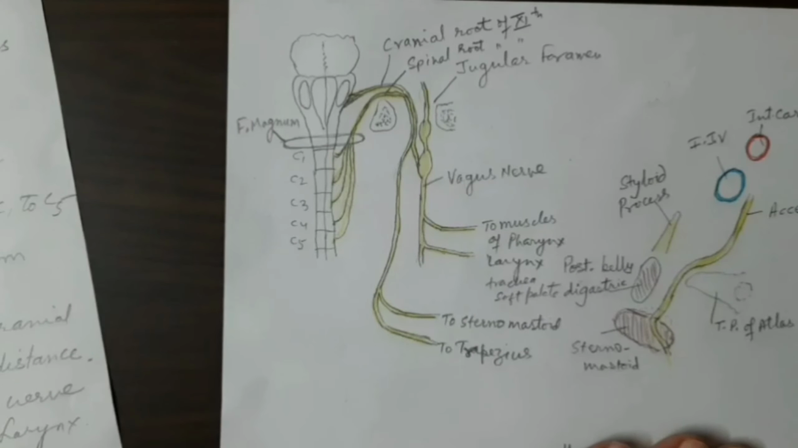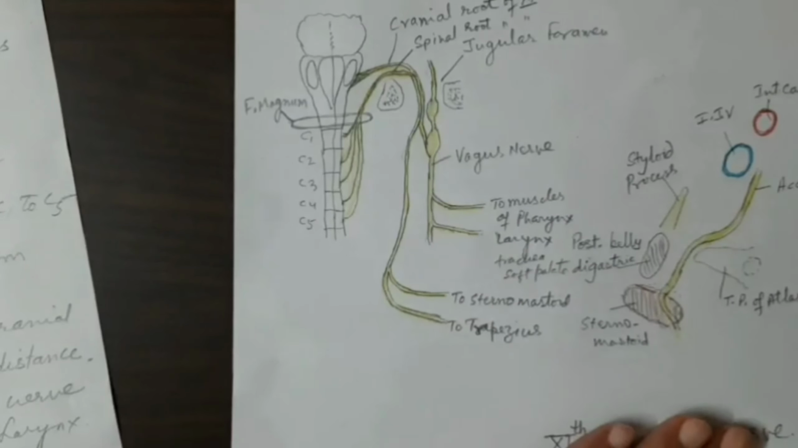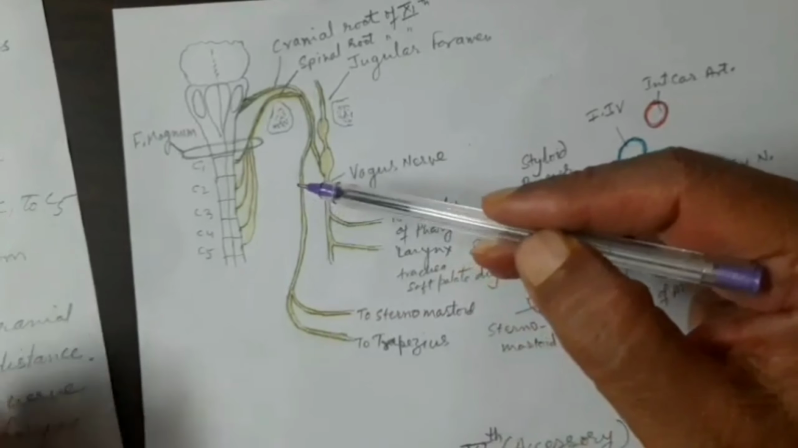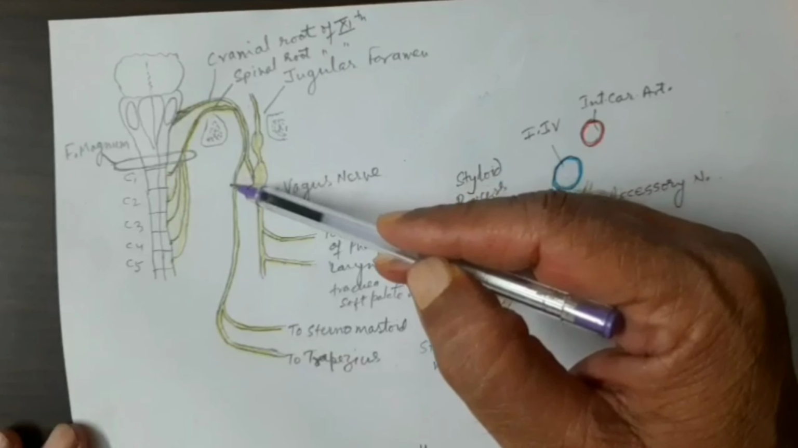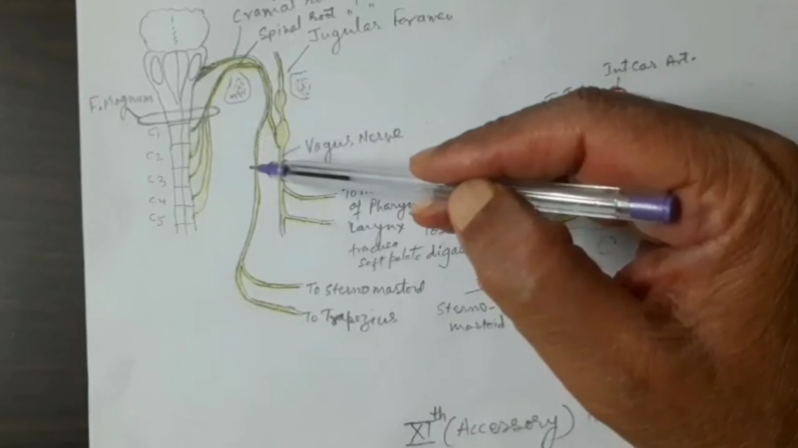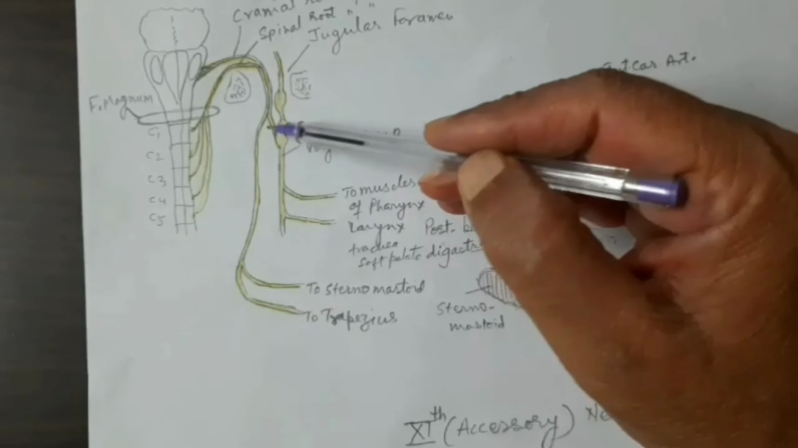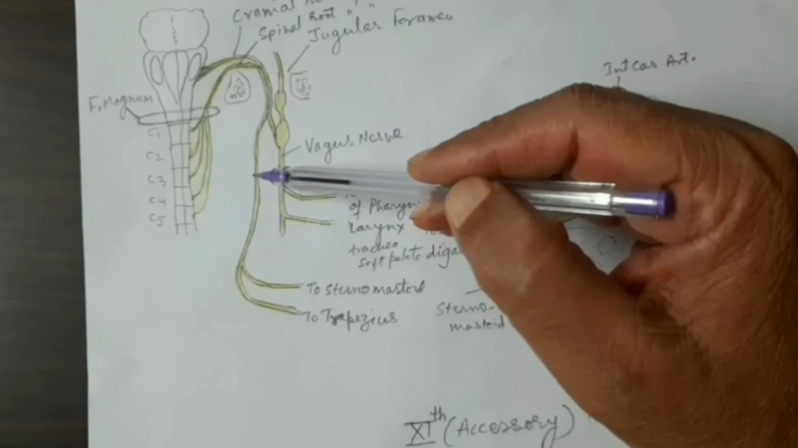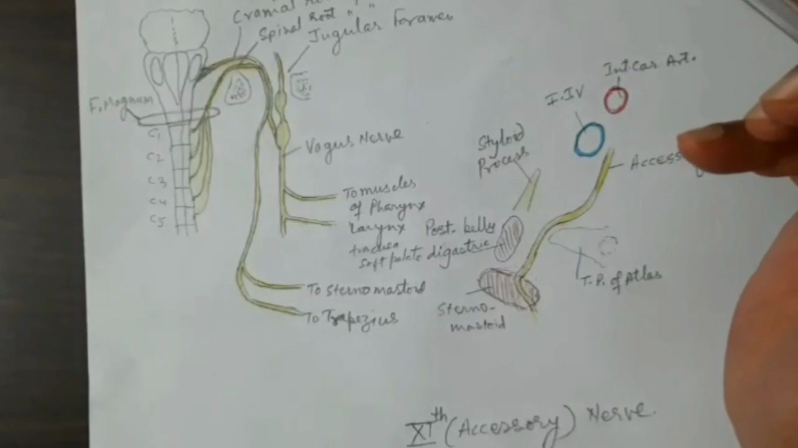Now let us come to the extracranial course. Now this spinal root will separate out. The spinal root, after separating from the cranial root, see this, this is the cranial root, and this will separate out here. Thus this spinal root, after separating from the cranial root at the lower margin of the jugular foramina, will descend between the internal jugular vein and internal carotid artery.